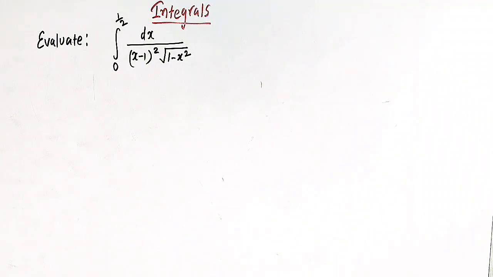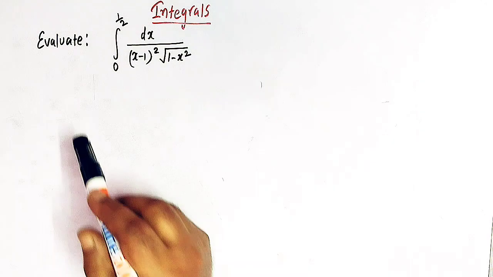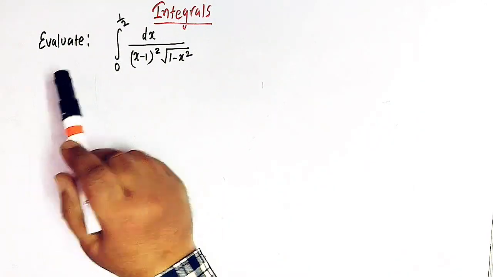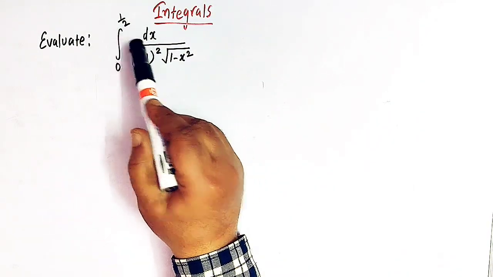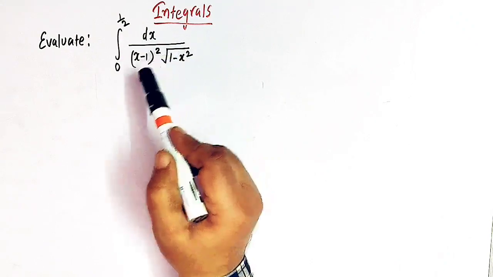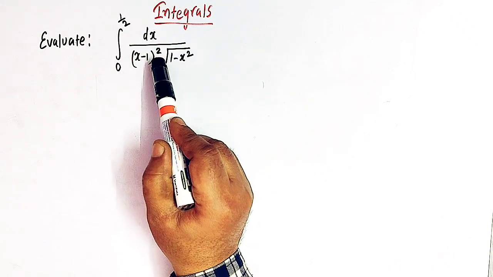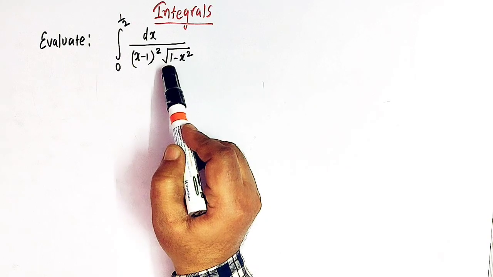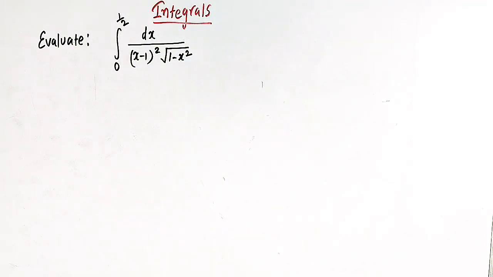Hello viewers, in today's session we are going to discuss one very important problem from definite integrals. Here we have to evaluate this integral from 0 to half, dx over (x minus 1) whole square times square root of 1 minus x square. Here we'll see how to find the values of these types of definite integrals.